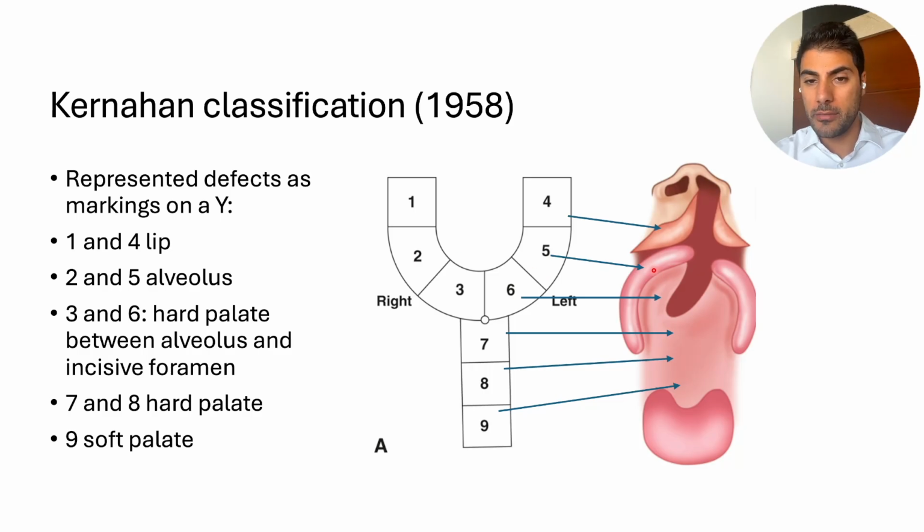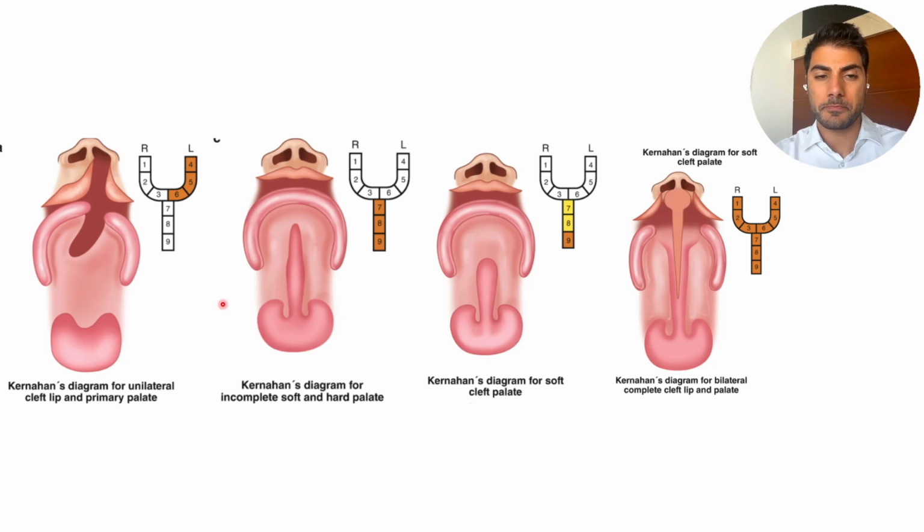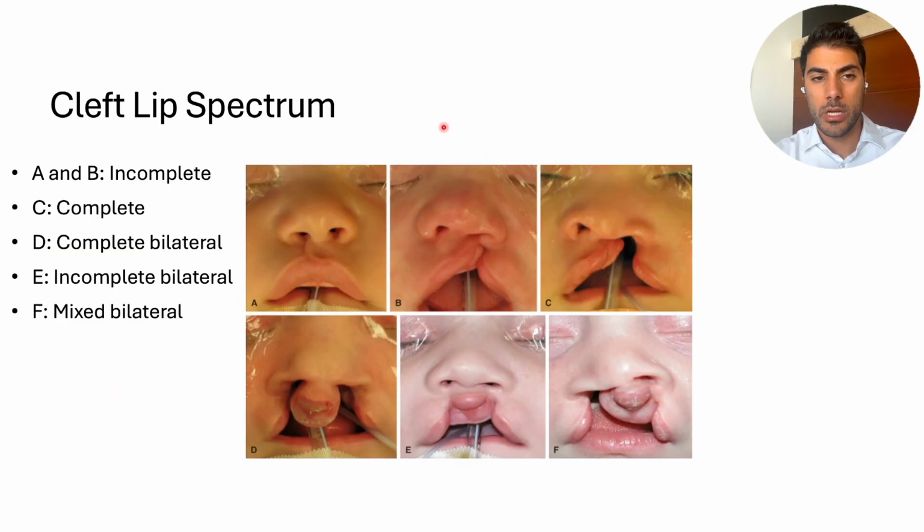2 and 5, the alveolus. 3 and 6, the hard palate between the alveolus and the incisive foramen, so basically the primary palate. 7 and 8, the secondary hard palate, and 9 is the soft palate. So here we can see examples. For example, here, if it goes up to 6, it goes up to the primary palate. So this is a complete cleft lip up to the primary cleft palate. And here, for example, we do not have involvement of the lip, and so on. So the spectrum of cleft lip is wide.